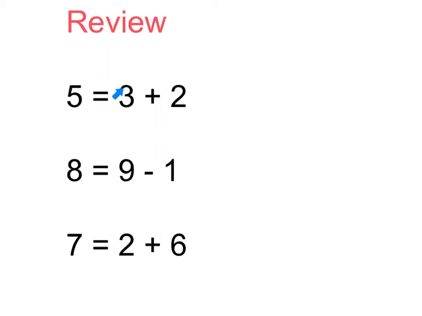I can see that this is an equation because we have an equal sign here, here, and here, and what we need to do is evaluate to see if the left side is equal to the right side. Is 5 equal to 3 plus 2? It sure is, so we're going to write true. What about 8 equals 9 minus 1? Is the left side equal to the right side? Did they sort of weigh the same? Well, 9 minus 1 is 8. So, yep, this is also true.